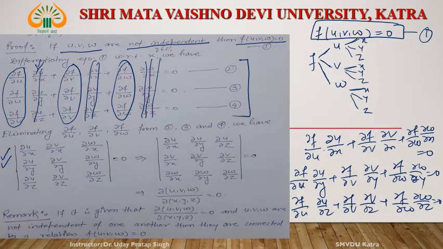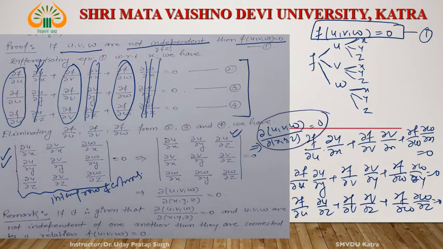Then solving this determinant, what do we have to do? Interchanging rows and columns, right? You get this one. And what is this? This is nothing else but ∂(u,v,w)/∂(x,y,z) equal to 0, right? Next, see the remark.